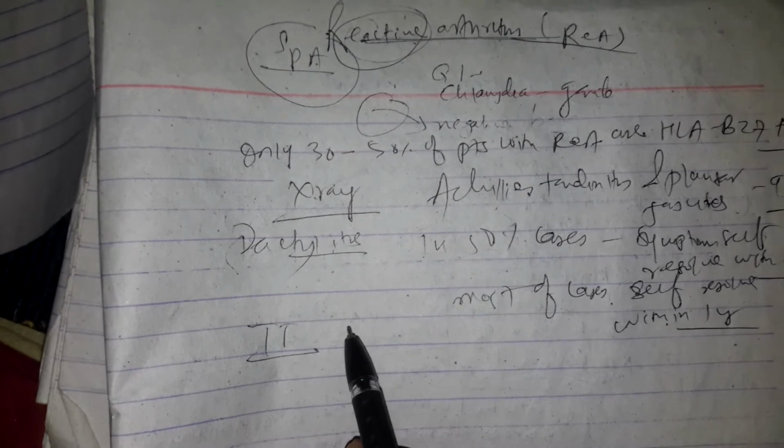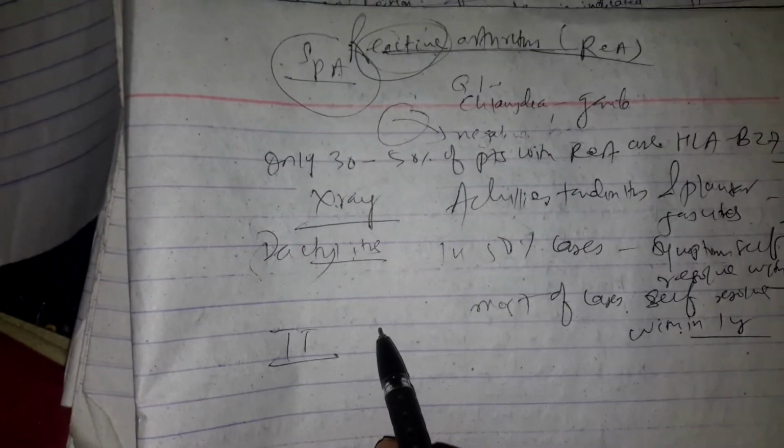So now let's move to treatment. So we don't give antibiotics unless there is active infection. So since most patients have self-limited disease, short-term use of NSAIDs, short-term use until the condition self-resolves, we give symptomatic treatment for pain.